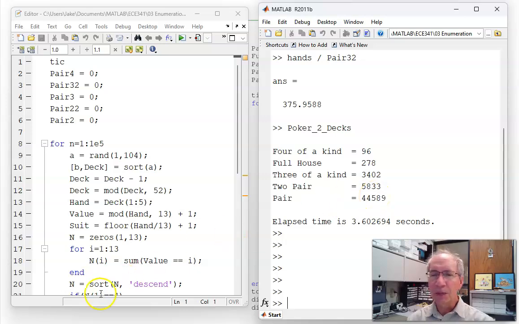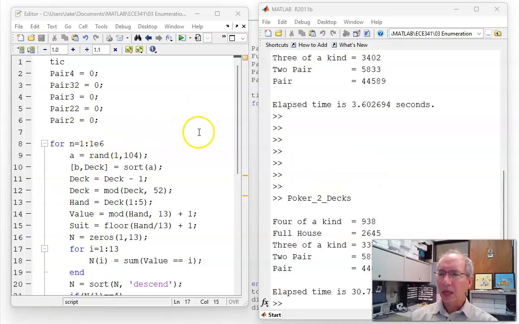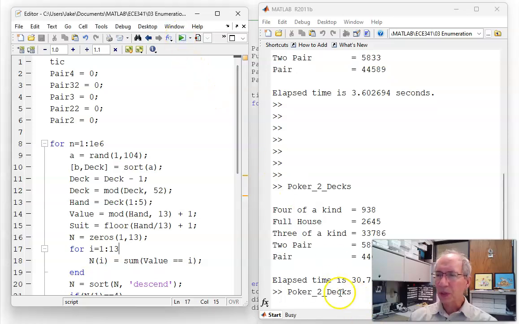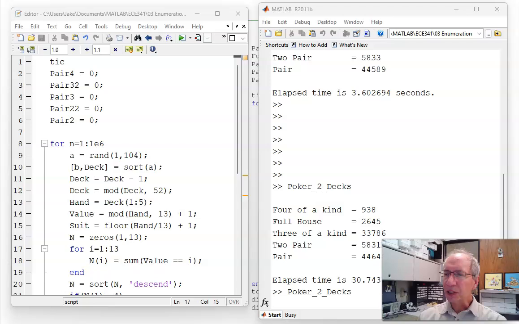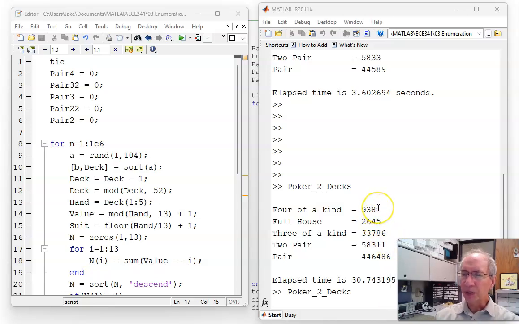If I run this for 1,000,000 hands, 100,000 hands was 3.6 seconds, so this should take 36 seconds. I let this run. It's grinding away. And 30 seconds later, I get an answer. Now, notice I get different answers every time I run it. This time I got 938 four-of-a-kinds, 2645 full houses. That's in 1,000,000 hands. If I run it again, 30 seconds later, I'll get an answer.